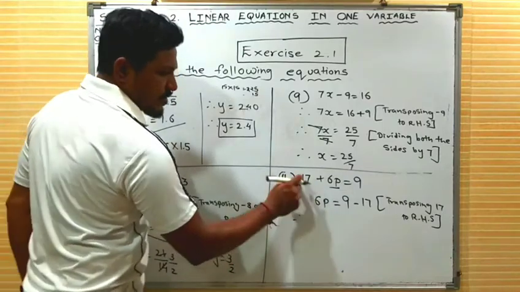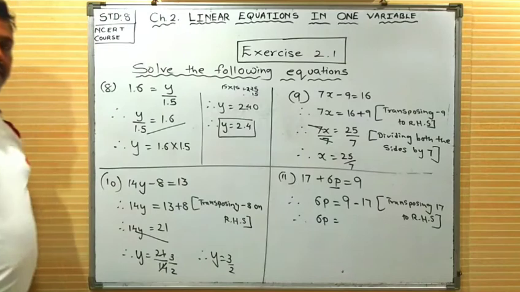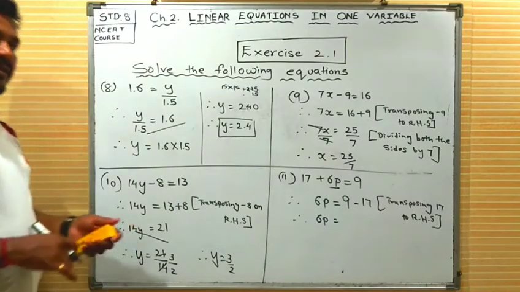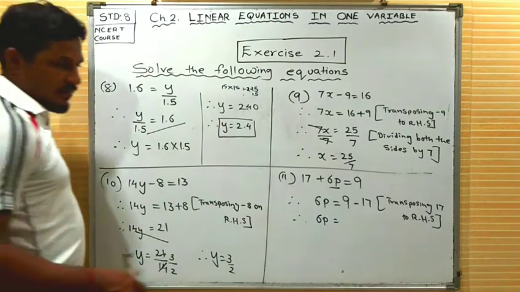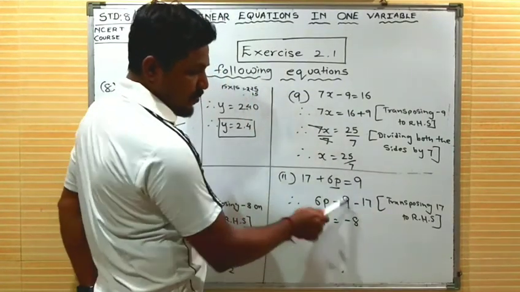While transposing, positive will become negative. 6p as it is. 9 minus 17. 17 minus 9 gives 8. So here the value will come in negative because the value of negative is greater than positive.